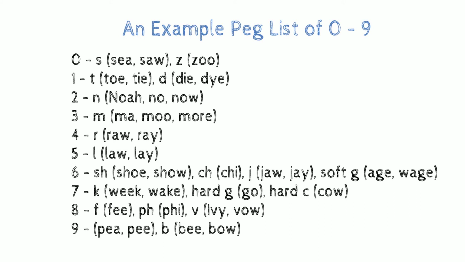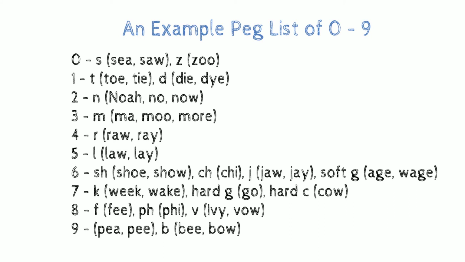For number 6, we have 4 consonant letters. For sh, you can think of a shoe or show. For ch, you can think of chi, the chi energy. For j, think of Joe or J, which is a bird, or a soft G like age or rage.